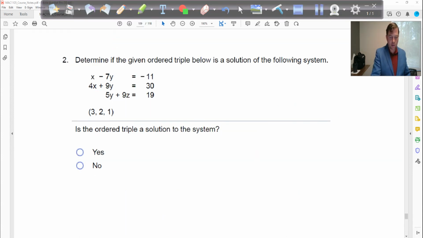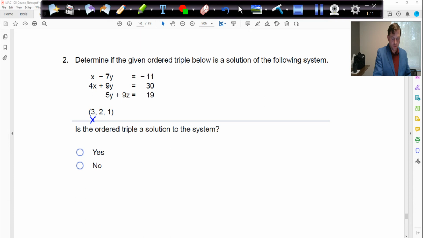Problem 2 is exactly the same. We have the ordered triple 3, 2, 1, which is alphabetical, x, y, z. So anywhere we see an x, we'll replace it with 3. Anywhere we see a y, we'll replace it with 2. Anywhere we see a z, we'll replace it with 1.